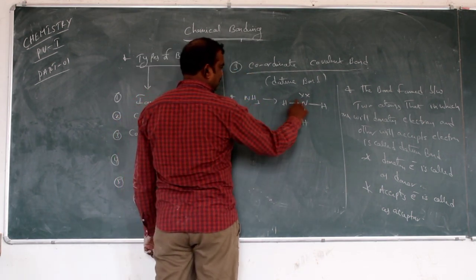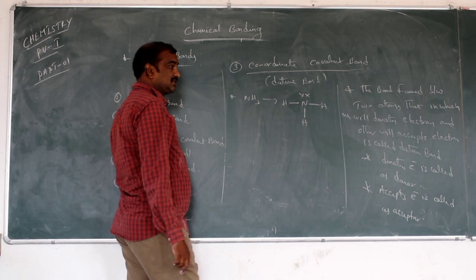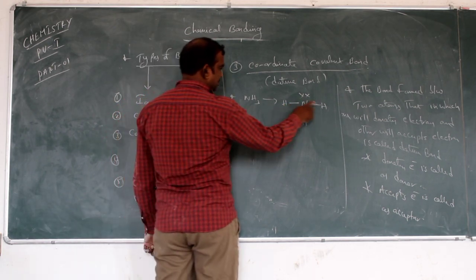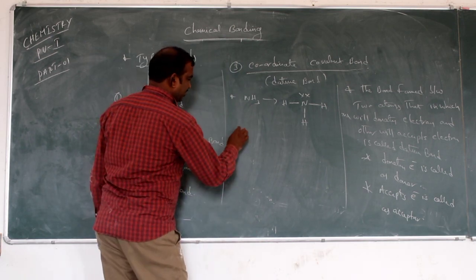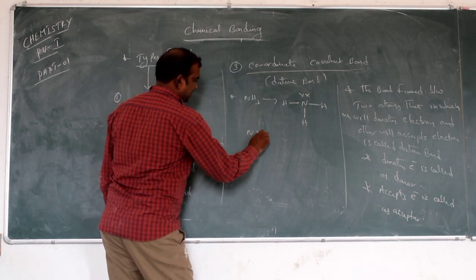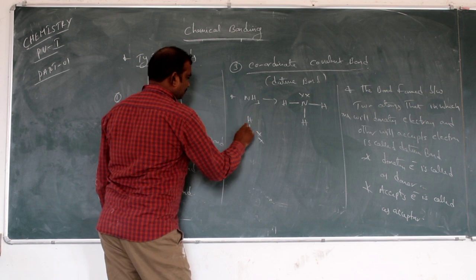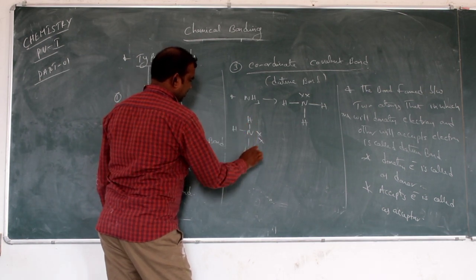So these bonds are called as what? Coordinate. These bonds are called as covalent bonds. These three are covalent bonds. So now here I am writing this N like this.